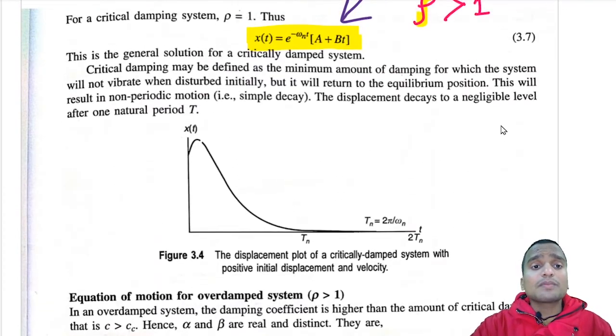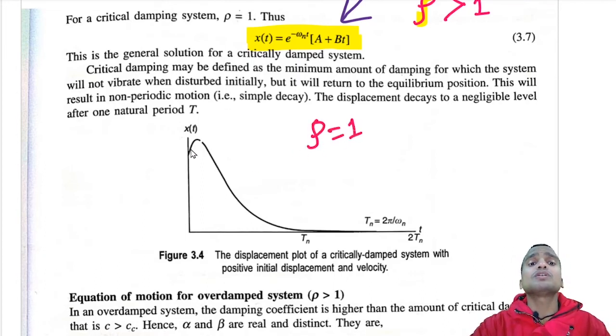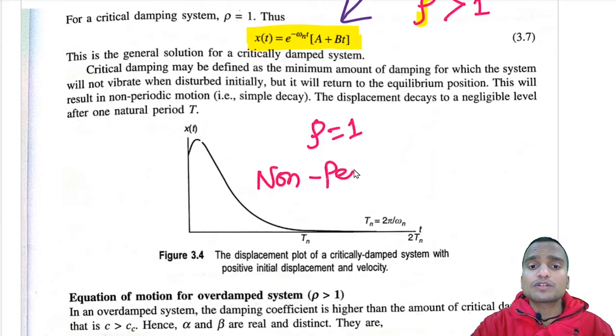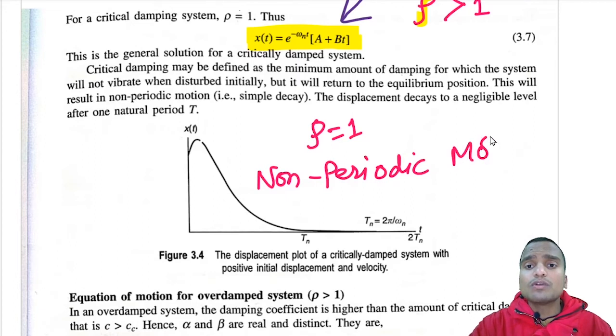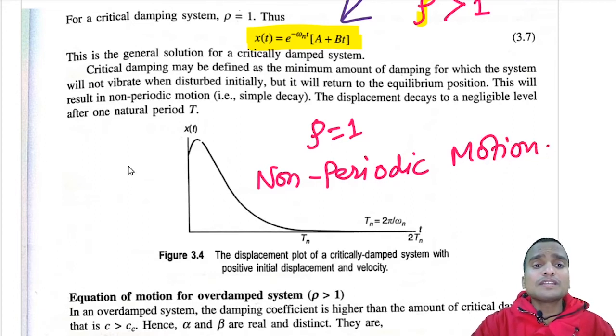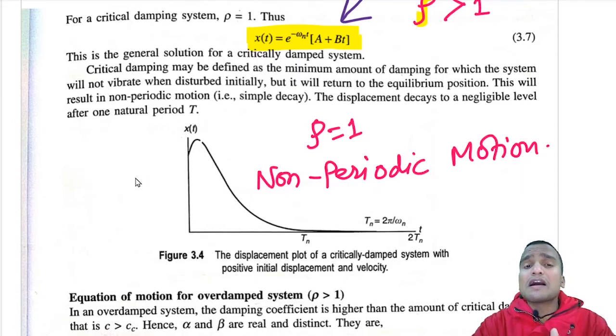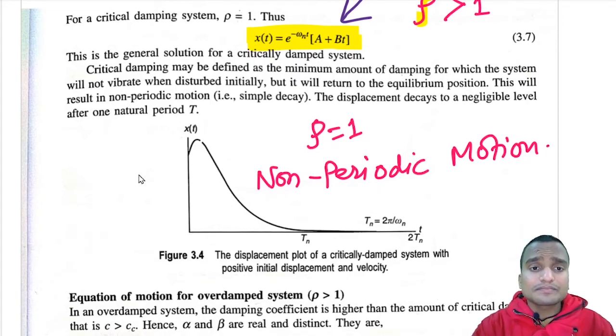And in critical damping, rho is equal to 1, and here also amplitude is gradually decaying, simply decaying. So this is a non-periodic motion, and the body will ultimately return to equilibrium position. Critical damping is the minimum amount of damping present in the system, and it is not allowing the system to vibrate even if we disturb it initially. It will return to its equilibrium position.